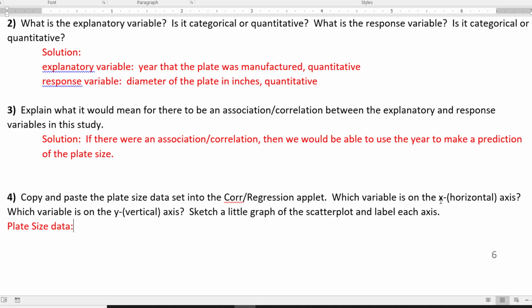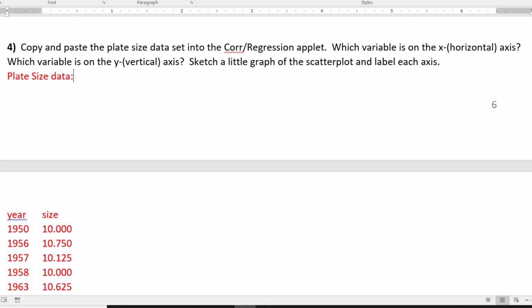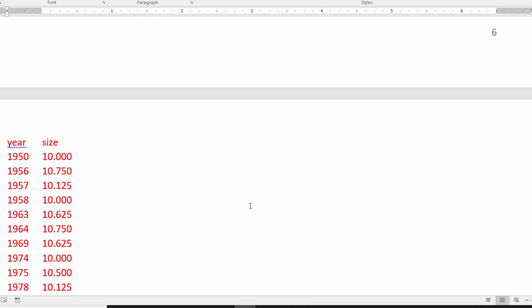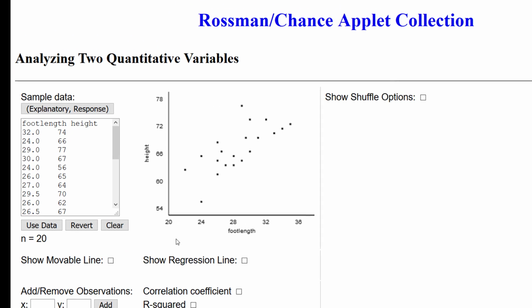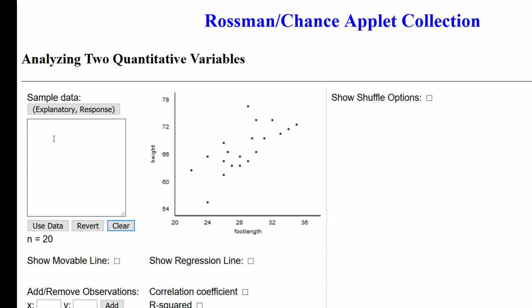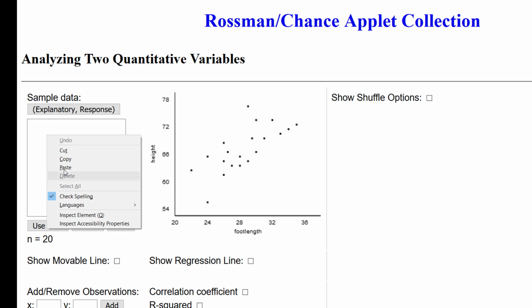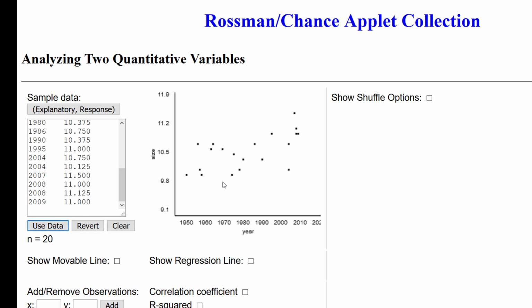Part 4 says to copy and paste the plate size data into the correlation regression applet. So I have that given here. I'm going to copy my data set as given. I'm opening up the Rossmann-Chance applet, clearing out the original data, pasting, and hitting use data. Okay, there it is. So we see the explanatory variable is always along the x-axis. That's the year. The response variable is on the vertical axis. That's the size of the plate.